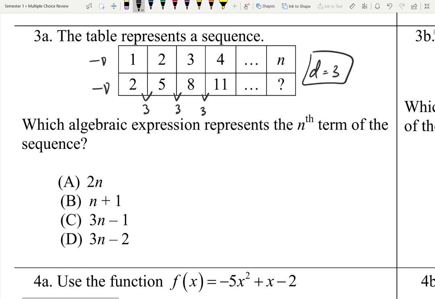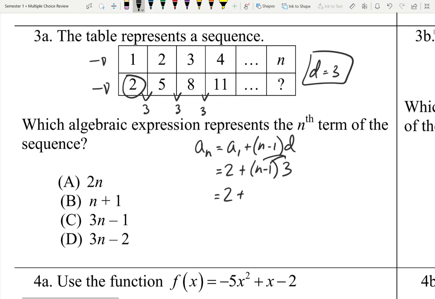Our explicit rule for an arithmetic sequence is a sub n equals the first term plus n minus 1 times our common difference. So we're just going to substitute in for our information. Our first term is 2, so 2 plus n minus 1 times our common difference, which was 3. And now we'll simplify this. So we'll distribute this 3, 2 plus 3n minus 3. Combine our like terms, and our rule is a sub n equals 3n, and 2 minus 3 makes negative 1.